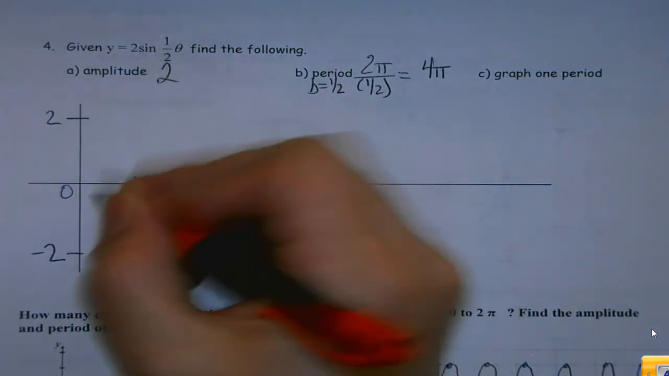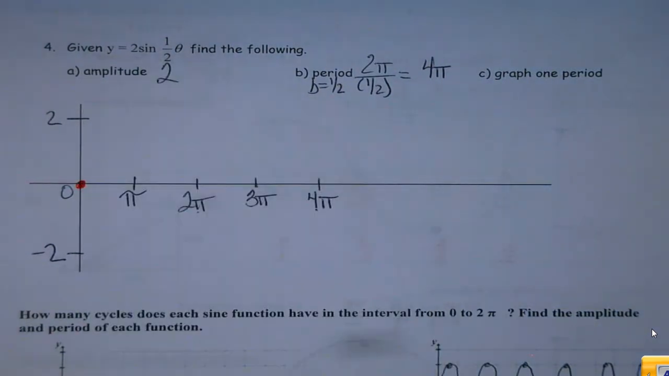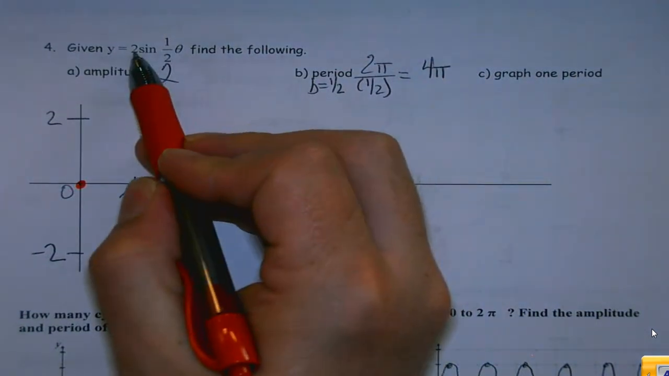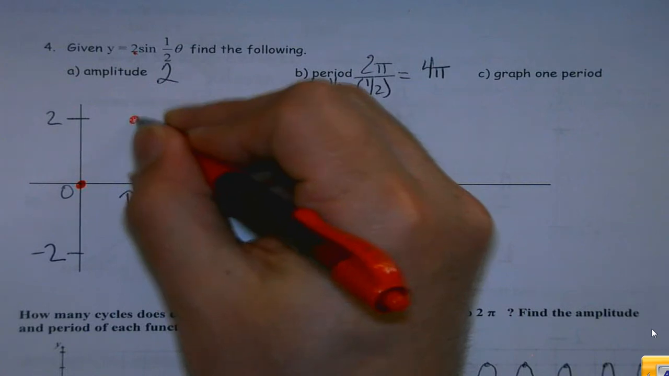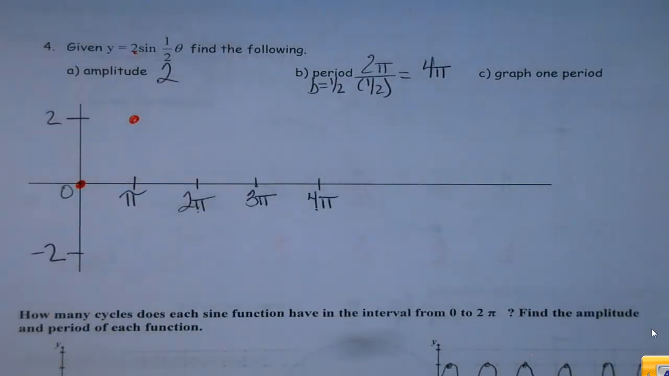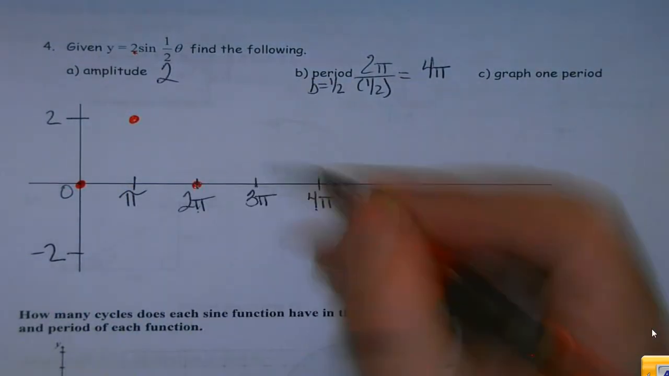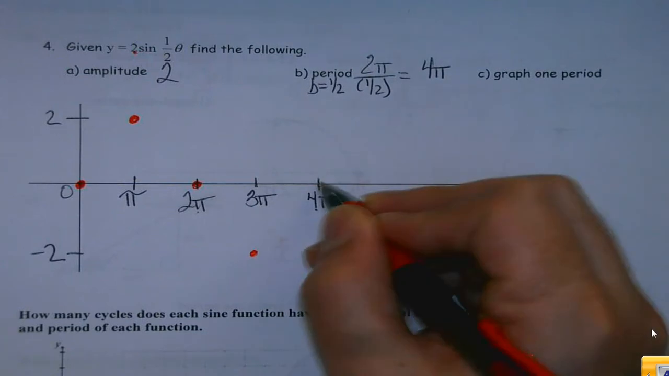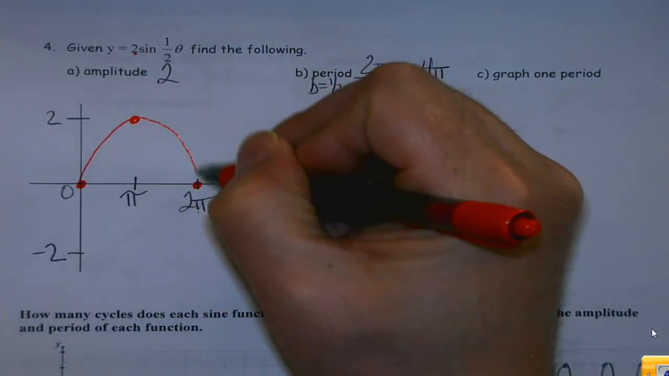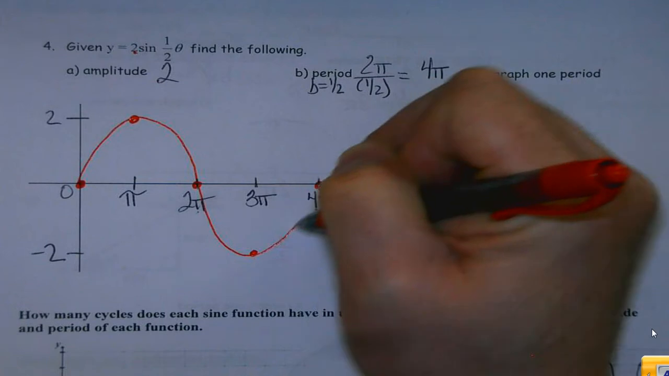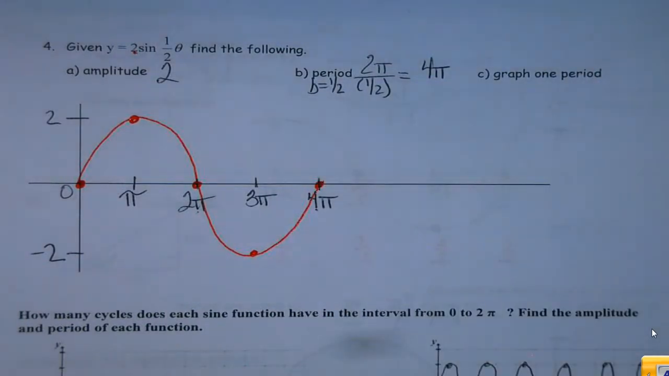Sine starts at 0. And then to figure out up or down, again, just look at your A value. Just look at the number in front. Positive 2. First number I go to after 0 is positive 2. Back to 0, down to my min, back to 0. And we're good.